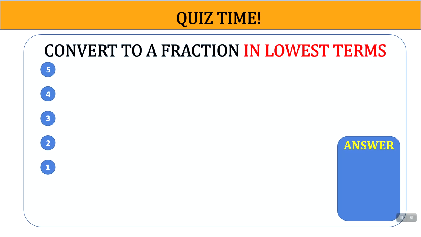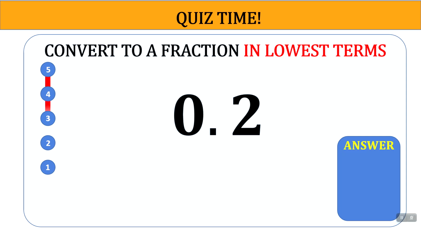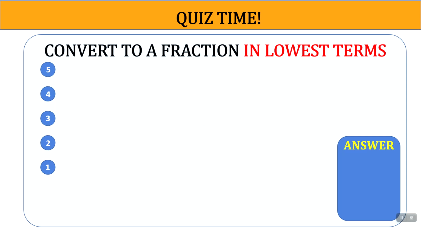And now it's quiz time. Convert these decimals to fractions in lowest terms in 5 seconds. Here's the first one. Time's up. 0.2 is 1/5. 0.2 can be written as 2 out of 10, and 2 out of 10 can be reduced to 1 over 5. Now question 2. Convert this decimal to a fraction in lowest terms.